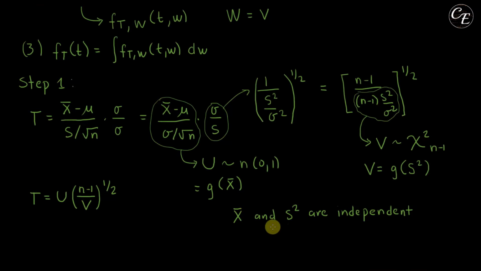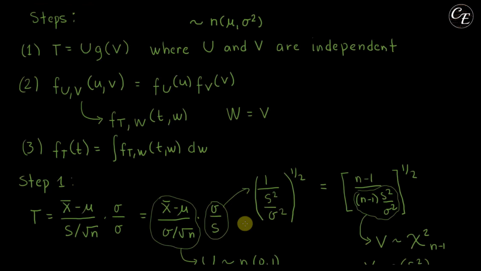Now from here, since this sample mean and the sample variance are independent to each other, then their functions should also be independent to each other. So this U and V are independent. Now from here, we are done already with the step 1, which is this.